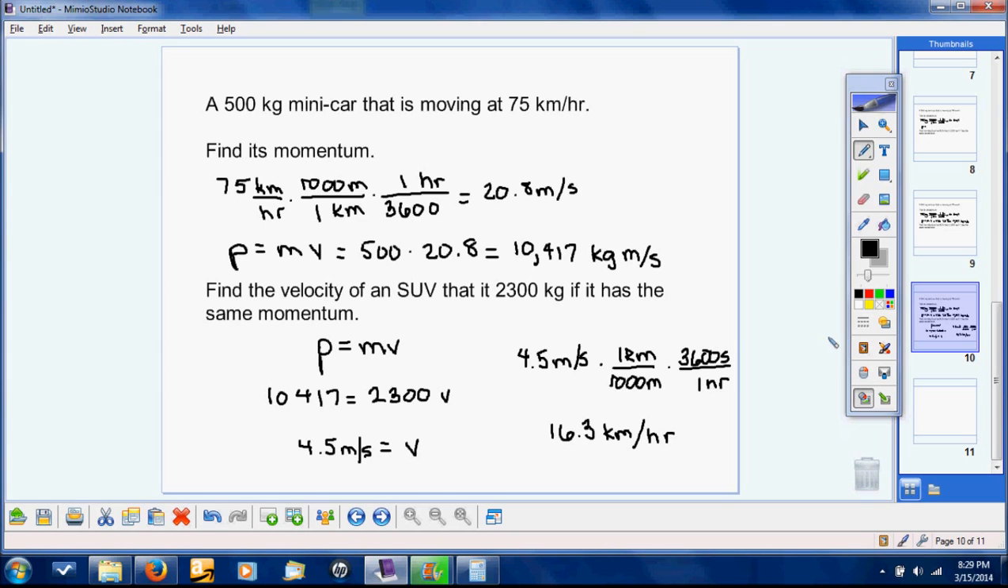Now, a lot of the things in your book are going to tell you to sketch before and after diagrams. Sketch them if you need to help you make sense of the problem. But do keep in mind that if something slows down, then the velocity will be negative, and you just have to keep in mind your positives and your negatives. So a slowing down object, if you're saying it's going in a positive direction, will have a negative force applied to it. If you have something that's going to speed up, then you're going to have a positive impulse applied to it. Okay?